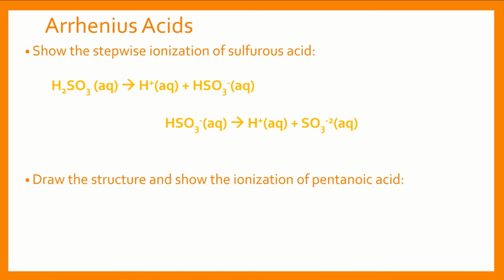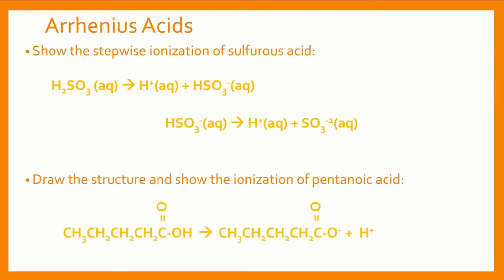Draw the structure and show the ionization of pentanoic acid. All right, well, we've already drawn pentanoic. It has 5 carbons. We get that OOH. Here's that double bonded O and the OH. So here's what it actually looks like. It's not really an OOH, though if you drew that, you're fine. And when that H plus comes off, you still have the double bond to O, but now you've got that negative charge and an H plus by itself.